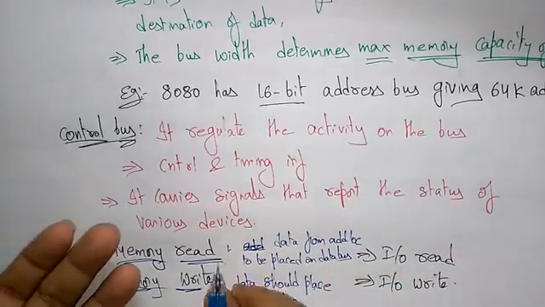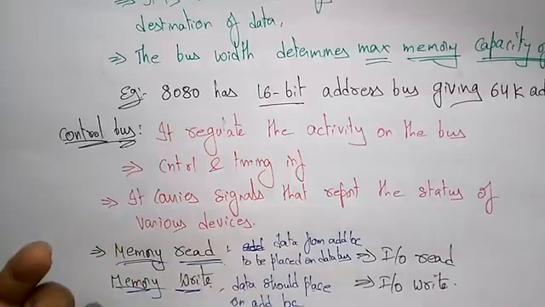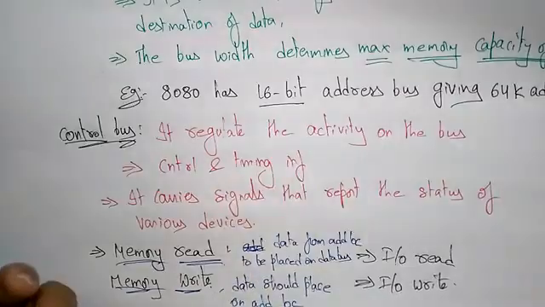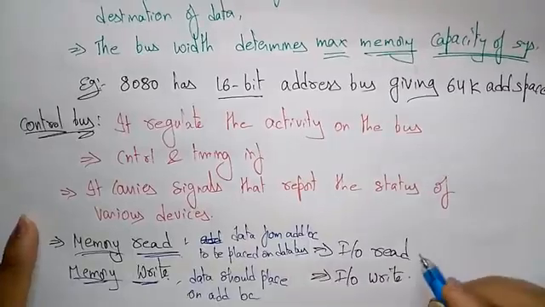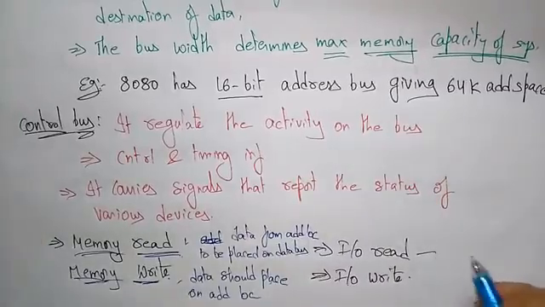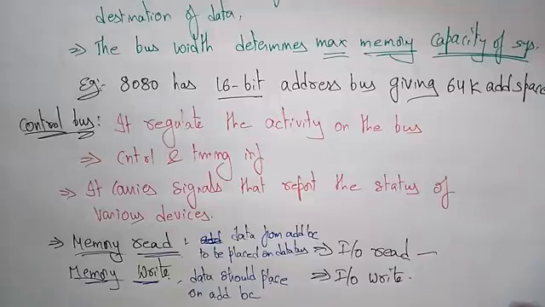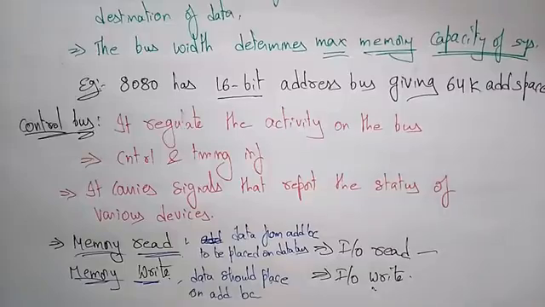Whereas memory write means whatever the CPU has executed should be written onto the memory. So that's why the data should be placed on the address location of a memory. In the same way, IO read means data from the address of IO ports is to be placed on the bus, whereas IO write is data on the bus to be output to the address of IO ports.